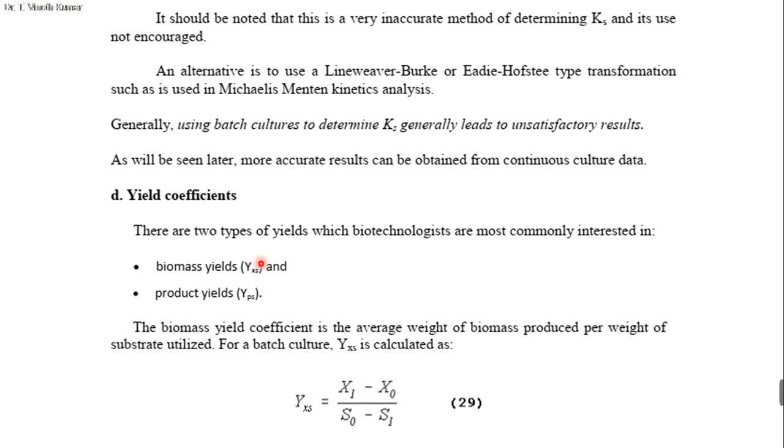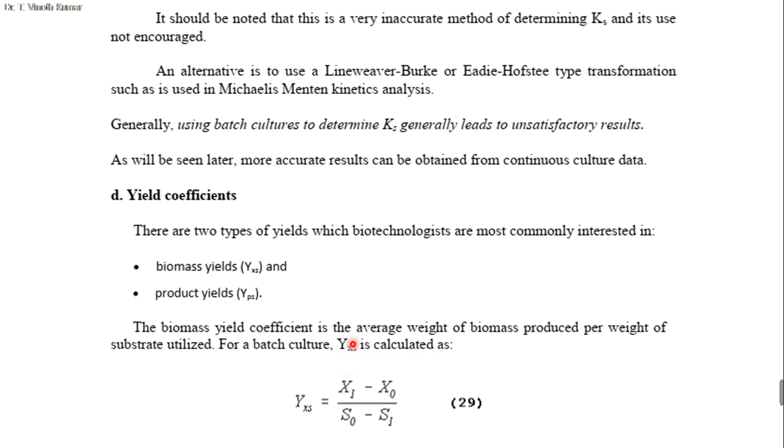Here, the biomass yield is mentioned as Y_XS, and the product yield is mentioned as Y_PS. P is the product and X is the biomass, and Y is the yield coefficient. Y_XS is the biomass yield coefficient, the average weight of the biomass produced per weight of the substrate utilized for a batch culture.